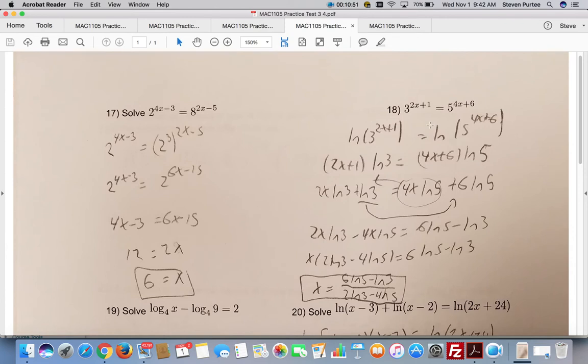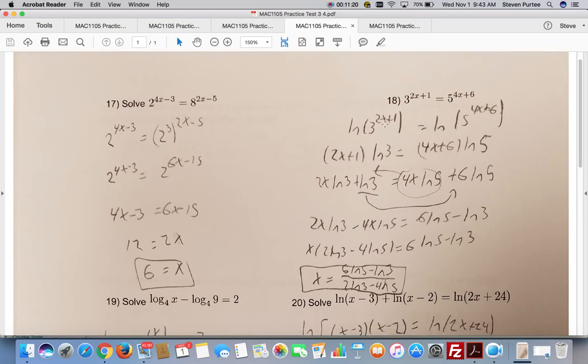Number 18 is more complicated. It's very difficult to write 3 and 5 as powers of the same base. It's possible. Here's your answer. But it's not easy. So we don't try that. We take logs of both sides. And I could use any base I want. I chose to write natural log, honestly, because it's less writing. So I take the natural log of both sides.